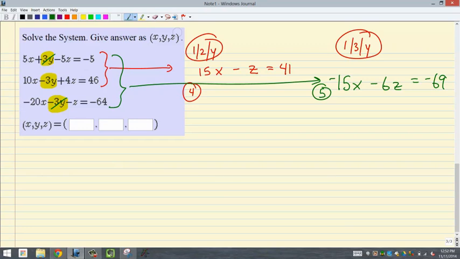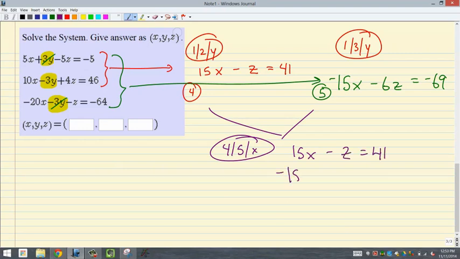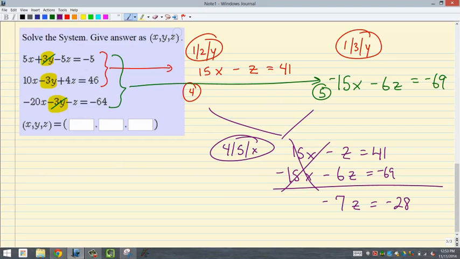And now we have two equations, equation 4 and equation 5, that both have x and z. So let's put them together, and let's do equation 4, equation 5, and what variable do you want to get rid of? X. How about x? An excellent choice. So 15x minus z equals 41, and negative 15x minus 6z equals negative 69. You add these up, the x's are gone by design, isn't that nice? And you get negative 7z equals negative 28.